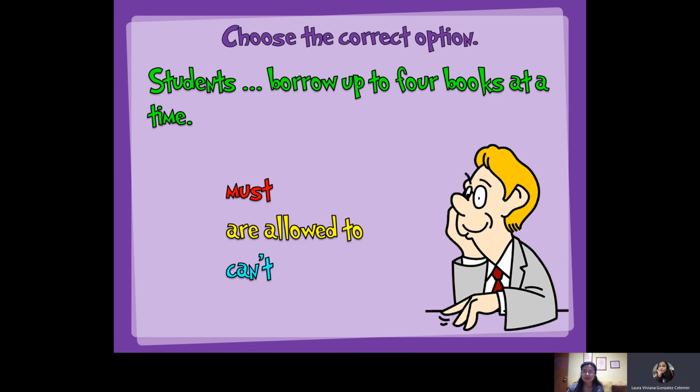Books at a time. Students are allowed to borrow up to 4 books at a time. At a time, quiere decir al mismo tiempo. So students are allowed to borrow up to 4 books at a time. Very good. Let's go on with the next one.